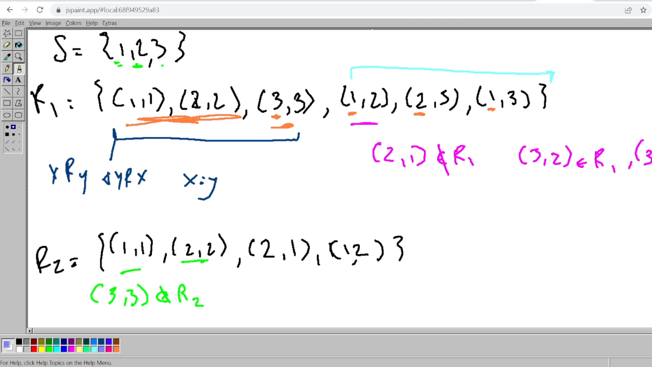Here, let me grab that color. And then symmetric, it is symmetric because 1, 2, and 2, 1 are elements of R2, and that's the only 2 elements that aren't the same. It is not antisymmetric because of this. Let me use a new color. 1 does not equal 2. So x relates with y and y relates with x, but x does not equal y.